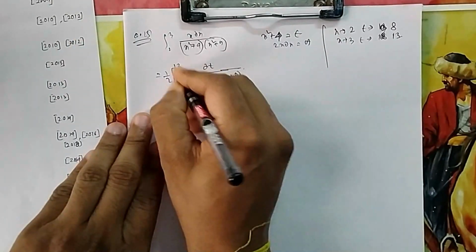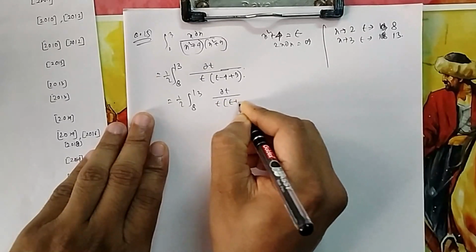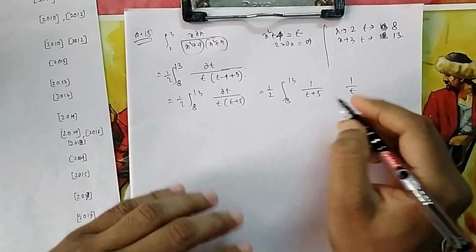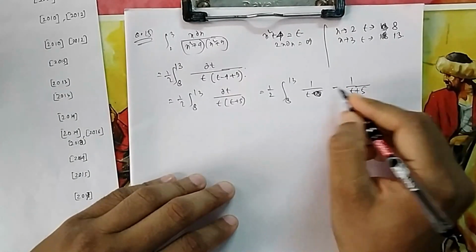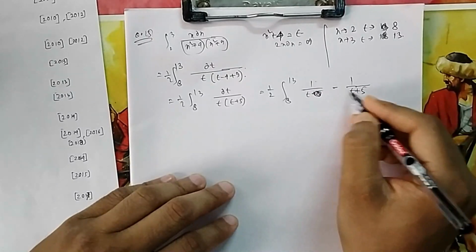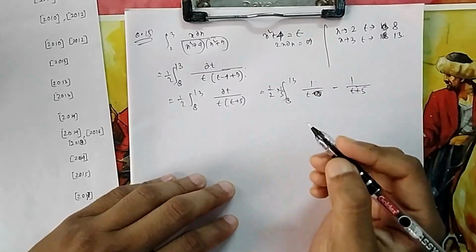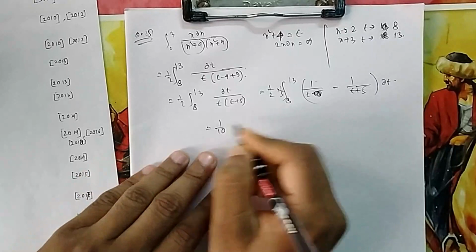It will be half integral 8 to 13 dt by t into (t plus 5). So t plus 5, 1 by t. If you subtract it, what will it be? Let me write it. This is t plus 5, so if you simply put minus, it will be t plus 5 minus t. So t will get cancelled, only 5 will be there. So you put 1 by 5, so the numerator will be 1. That is your partial fraction done.